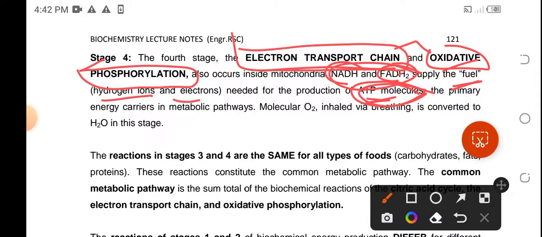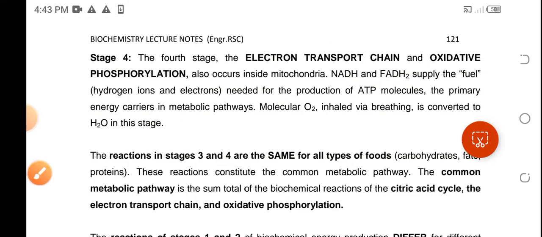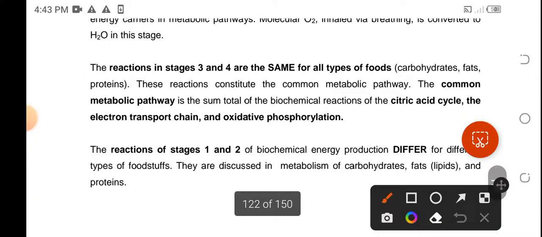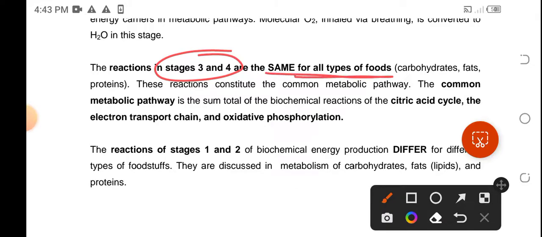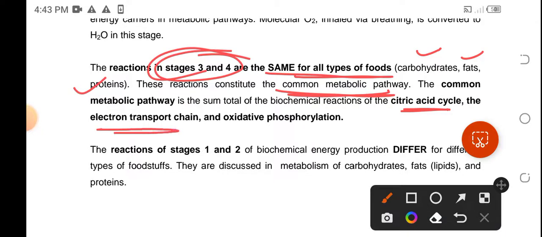And during this fourth stage, aside from the production of ATP, ginagamit natin yung nai-inhale nating oxygen, molecular oxygen, para maging water molecule. Okay? So take note that stage 3 and 4 are the same for all types. Either kung kumain ka ng carbohydrates, lipids, or fats, and proteins, parehas pa rin na mag-undergo yan ng stage 4. And that is called as the common metabolic pathway. And this includes the citric acid cycle, which is for stage 3, and the electron transport chain and oxidative phosphorylation.